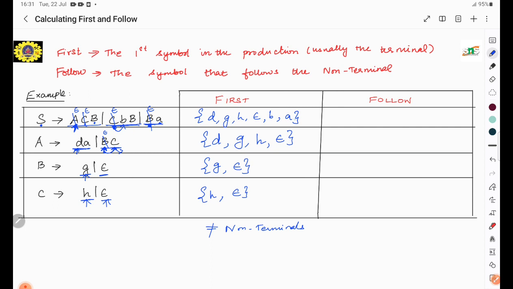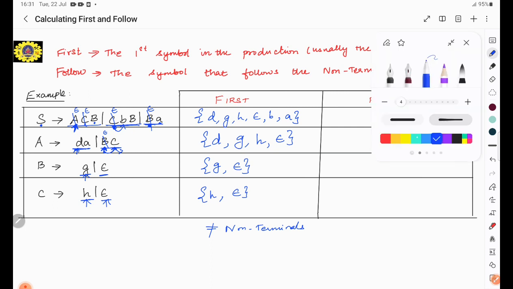That's all. So this is the first calculation. Now next we will move to what is follow.